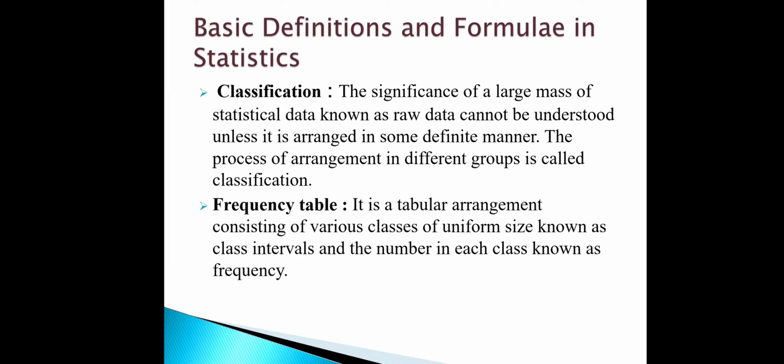First one is classification. Classification is nothing but the process of arranging given data in different groups. The significance of a large mass of statistical data, known as raw data, cannot be understood unless it is arranged in some definite manner. So the process of arrangement in different groups is called classification. A frequency table is a tabular arrangement consisting of various classes of uniform size, known as class intervals, and the number in each class is known as frequency.